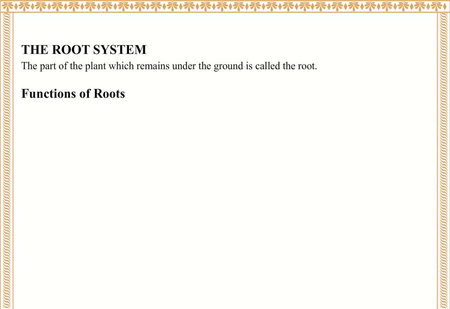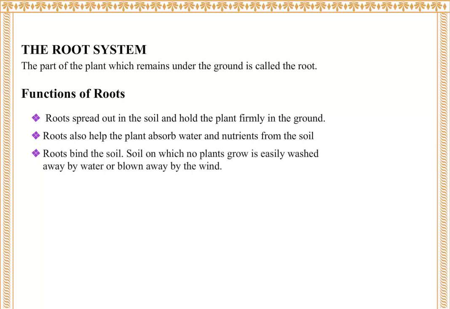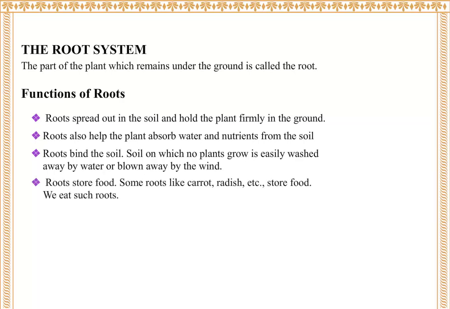Functions of root. Roots spread out in the soil and hold the plant firmly in the ground. Roots also help the plant absorb water and nutrients from the soil. Roots bind the soil. Soil on which no plants grow is easily washed away by water or blown away by the wind. Roots store food. Some roots like carrot, radish, etc. store food. We eat such roots.